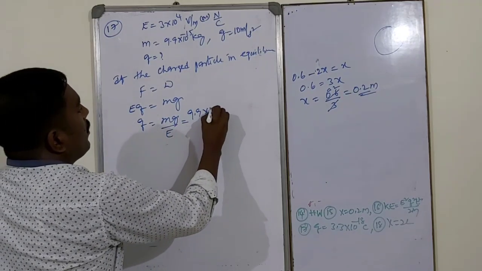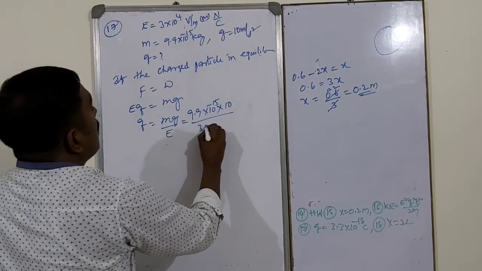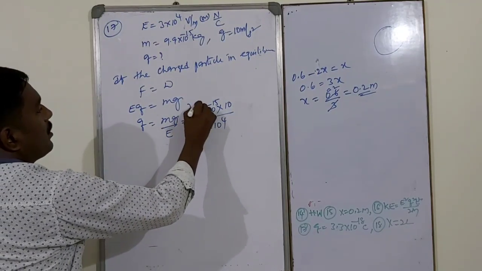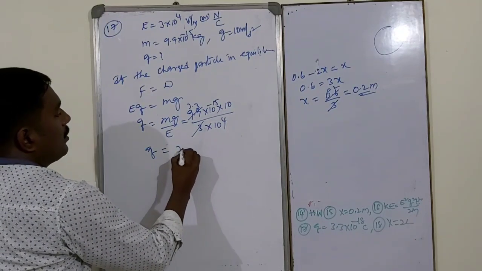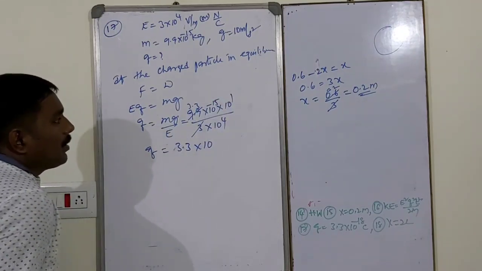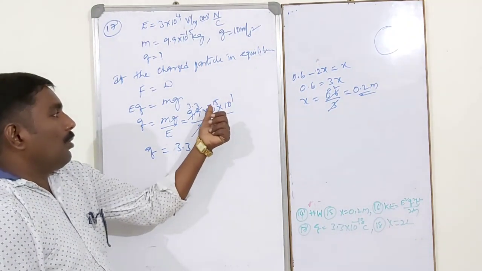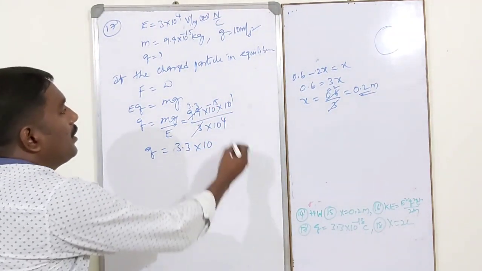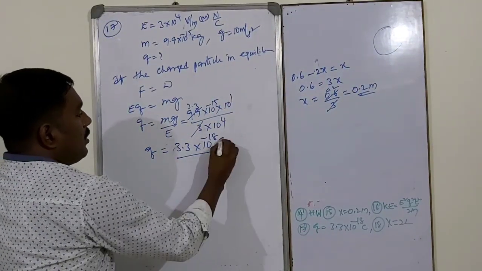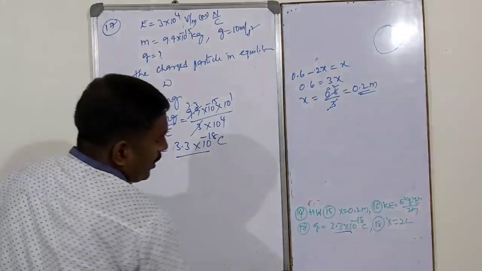What is the value of m? 9.9 into 10 power minus 15. The g value is 10. The E value is 3 into 10 power 4. So 3 threes are 9. So Q is equal to 3.3 into 10 to the power of, so this is the 10 power 4. We get 10 power minus 4, minus 4 minus 15 is minus 19. Minus 19, make it 1 less, so minus 18 coulombs.